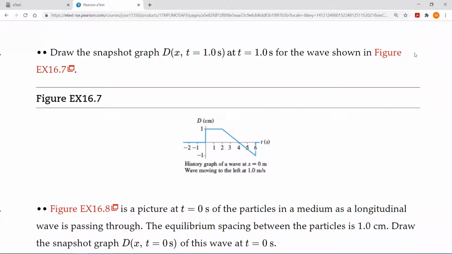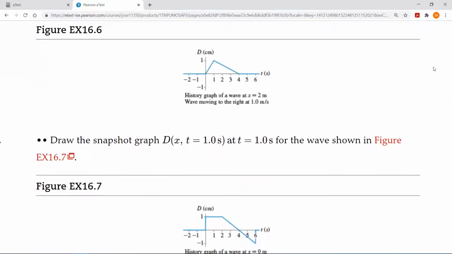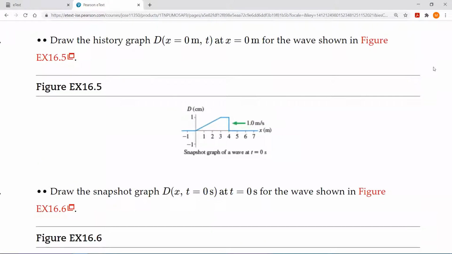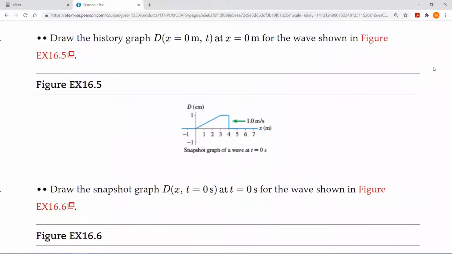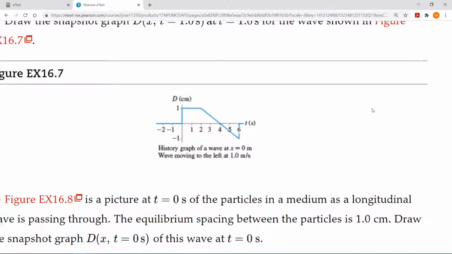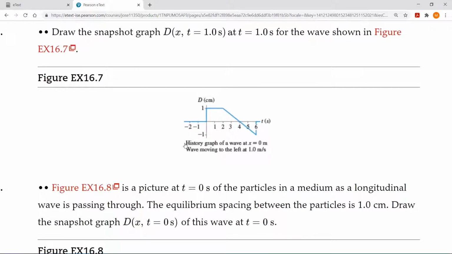So let's go through this, and let me point out the solutions manual for number 5. I think they screwed it up. It's wrong. So hopefully that didn't cause too much frustration. We're looking first at a history graph. Remember, the history graph shows you, if you just focus on one particle in the string and you look at what it's doing in time, how it's going up and down in time, that's what this graph tells you.